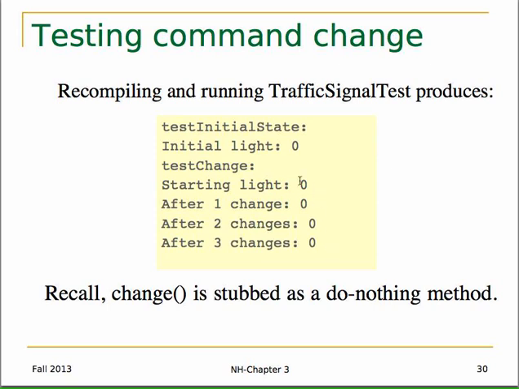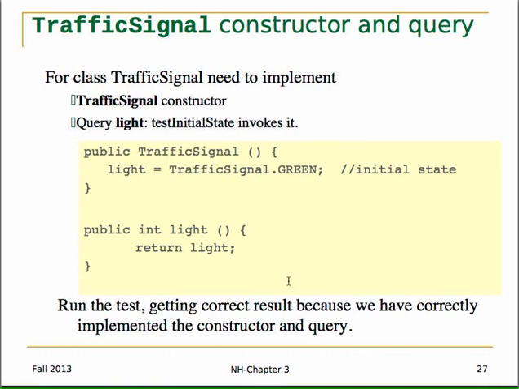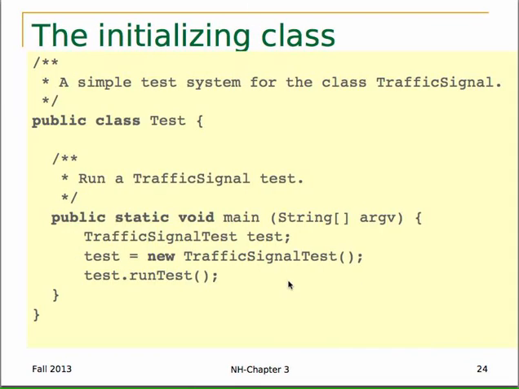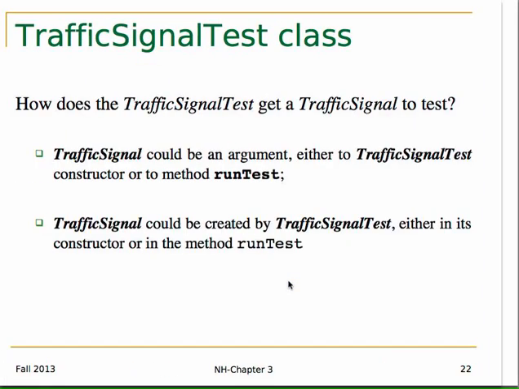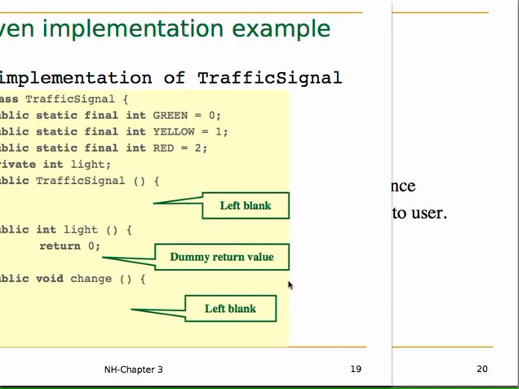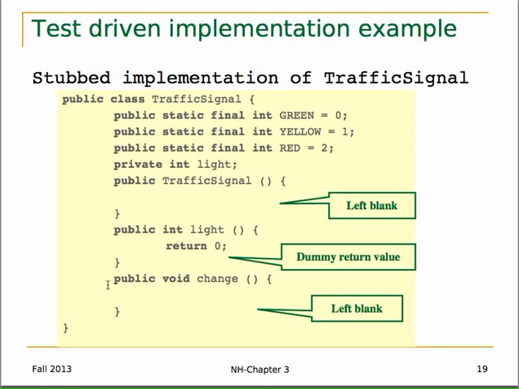Why is it not doing anything? Because remember, we haven't actually set up this method yet. It is stubbed, that is, it's like a do-nothing method or a skeleton method. Let me go all the way back to when we created the traffic signal class. Here it is. The change method is left blank, and now that we've written the test, we're ready to actually put some code into change.